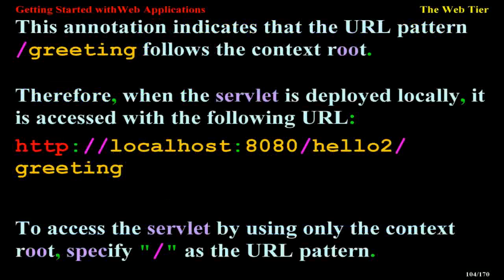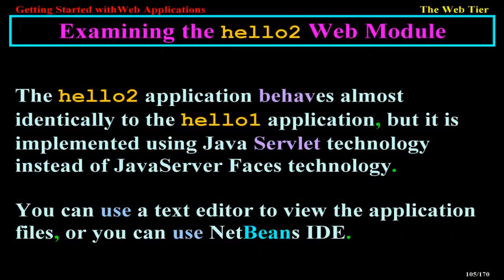Therefore, when the servlet is deployed locally, it is accessed with the following URL: http://localhost:8080/hello2/greeting. To access the servlet by using only the context root, specify "/" as the URL pattern. Examining the Hello 2 web module. The Hello 2 application behaves almost identically to the Hello 1 application, but it is implemented using Java Servlet technology instead of JavaServer Faces technology.